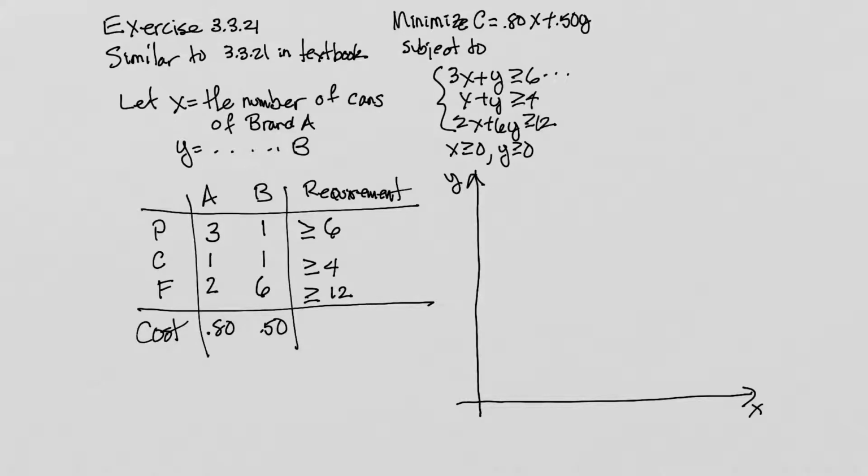I'm going to label this first inequality 1, the second one 2, the third one 3, and let's get the graph of each. In the first one, if I let x equal 0, the 3x is 0, and then I get y equals 6. And likewise, if I put y equals 0, 3 into 6 is 2. There's the first. For the second one, if x is 0, y is 4. And similarly, if y is 0, x is 4.